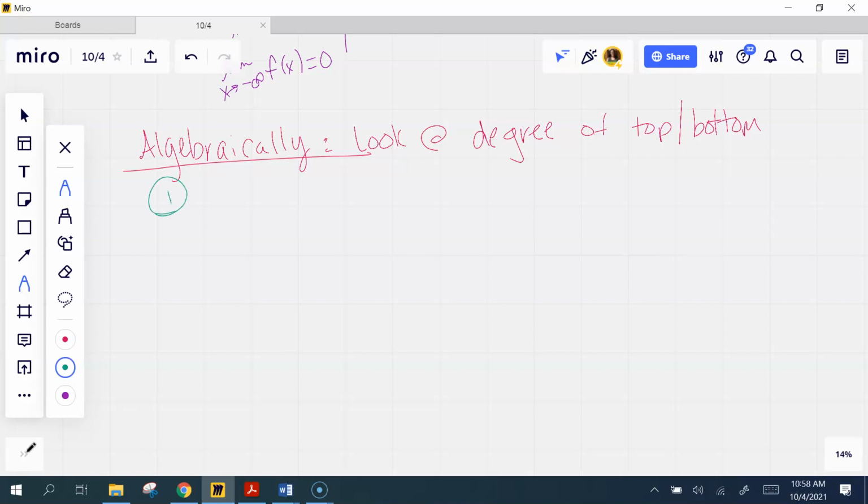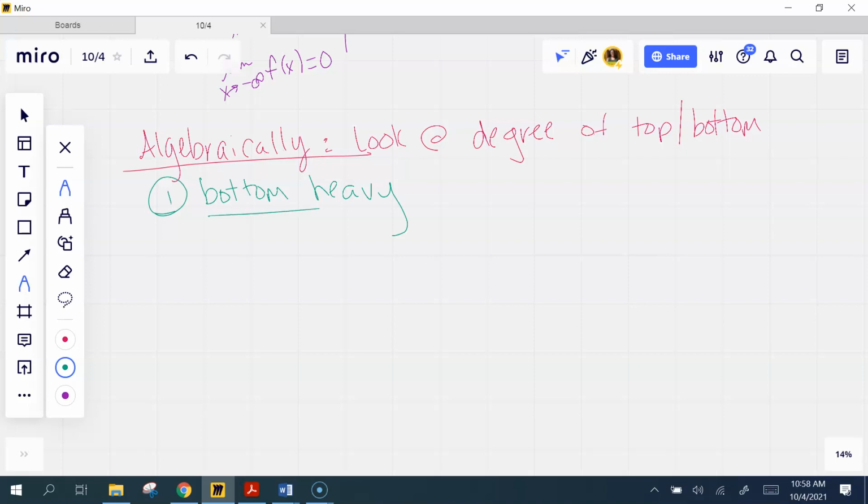Scenario number one is I am bottom heavy. What does that mean? What do you think that means? The degree is bigger on the bottom. Okay? For instance, the reciprocal function is a bottom heavy function.